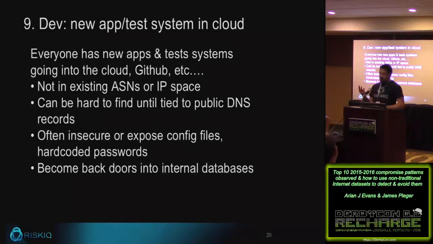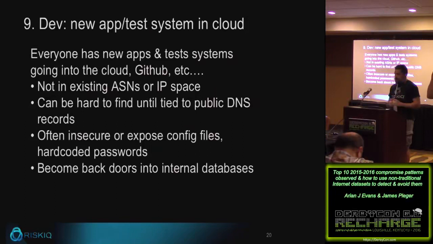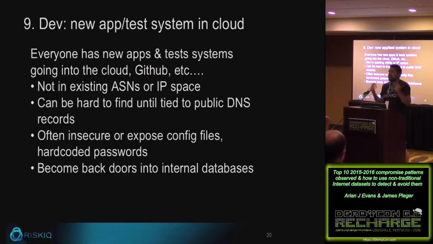The number 3 one, and I expect this will eventually outpace marketing. I think we just don't know how often the number 3 is happening yet, but it's the new dev app in the cloud. It's the new test system that somehow gets plugged into prod. And we see these all the time. They're hard to pick up with our traditional ways we try to do recon on ourselves because they're not in our existing ASNs or IP address spaces, and they're often not tied to our existing domain names. They might be living on an IP address for now.